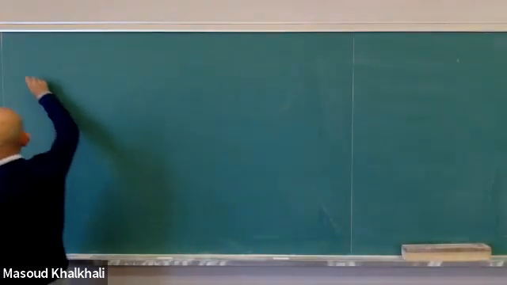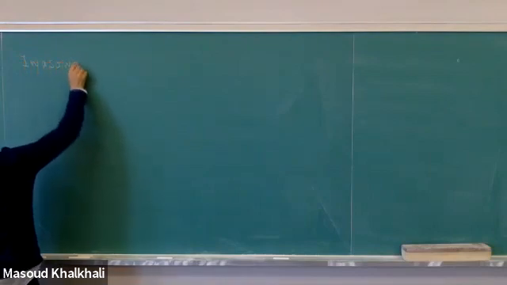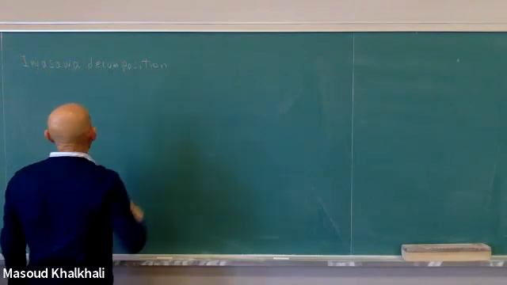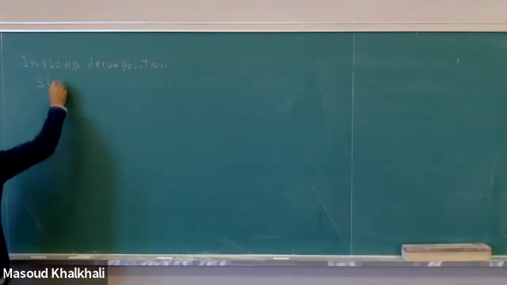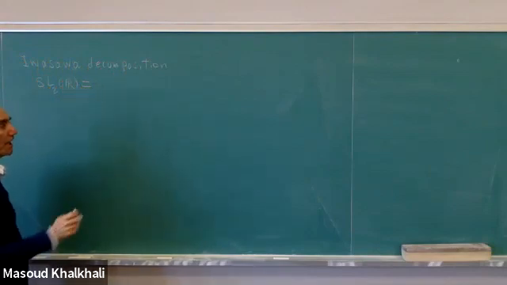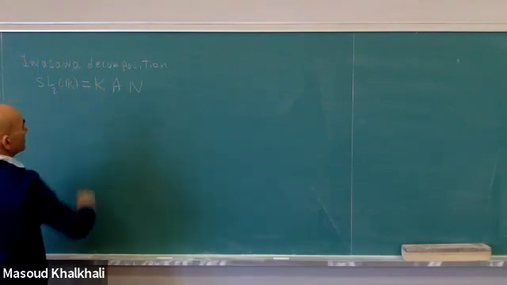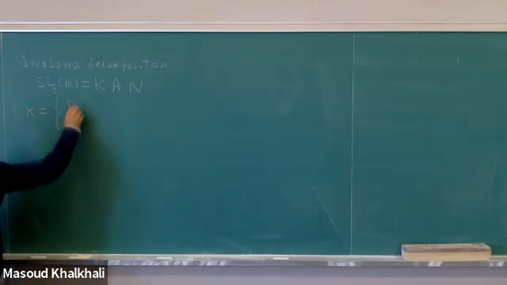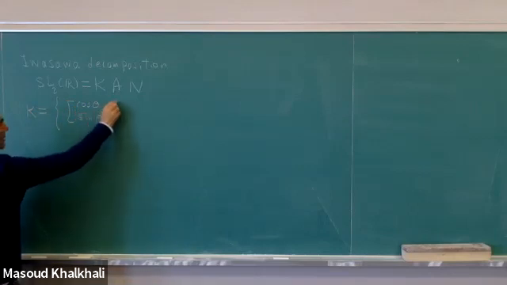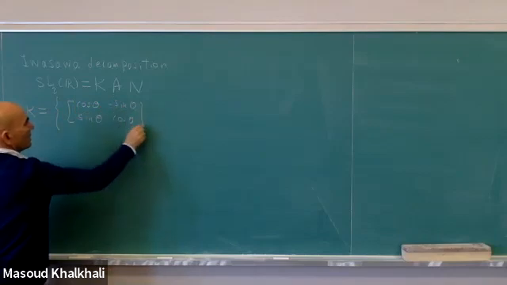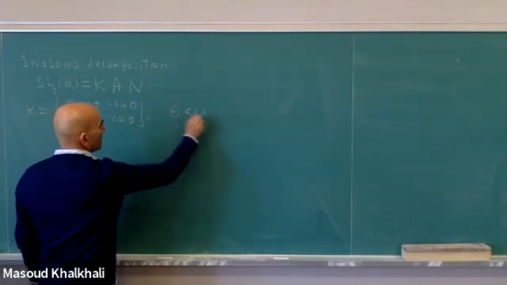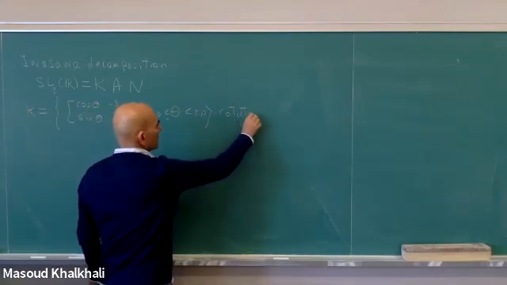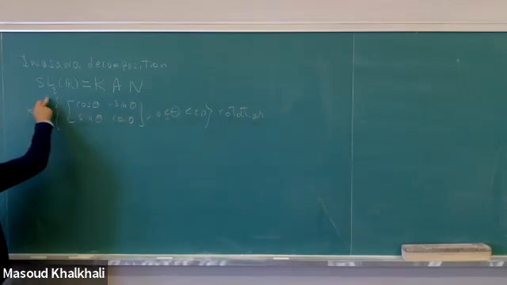So let me write down the Iwasawa decomposition. Basically, it tells you that SL2R is equal to KAN. K is the set of all matrices of the form cosine theta, sine theta, minus sine theta, cosine theta. We can just take theta bigger than or equal to 0 and less than 2 pi. These are rotations. It's certainly a subgroup of SL2R.